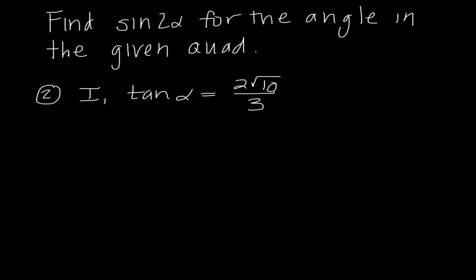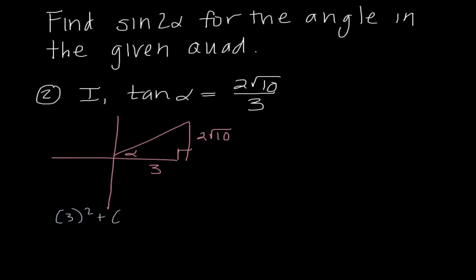Okay, looking at number 2, we have the same exact directions. We're finding sine of the double angle, but this time it gives me tan. So once again, I'm going to start by drawing this out. It tells me it's in quadrant 1. I know alpha is closest to the origin, and tangent is opposite over adjacent. So to find our hypotenuse, I would need to do 3 squared plus 2 radical 10 squared equals c squared. So I get 9 plus 40 equals c squared. 49 is c squared, so 7 is our c value.